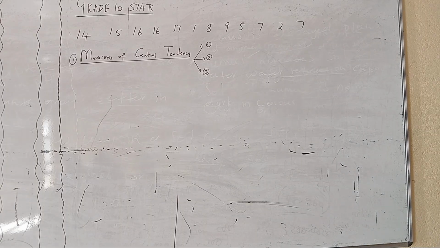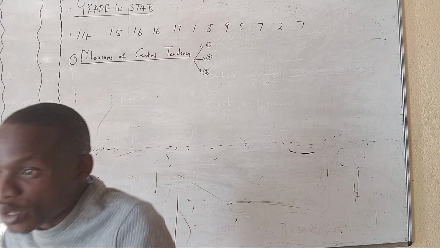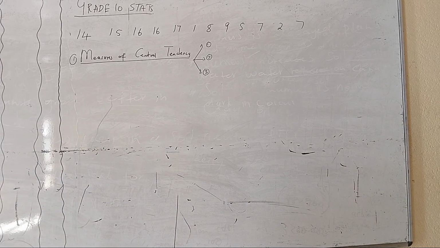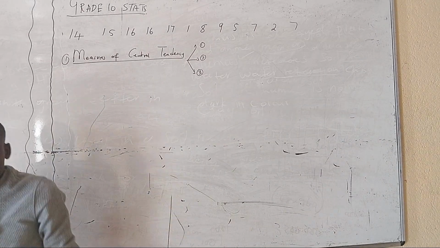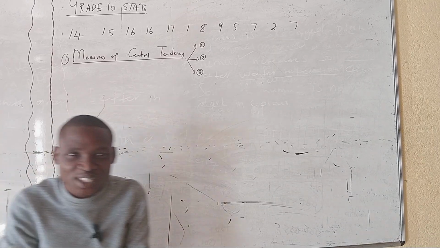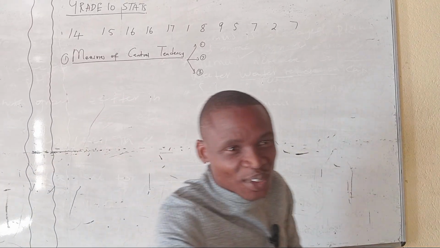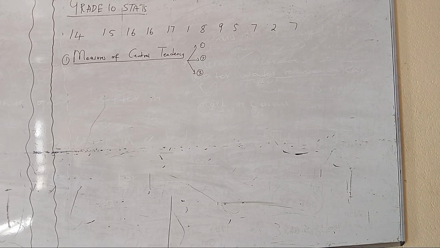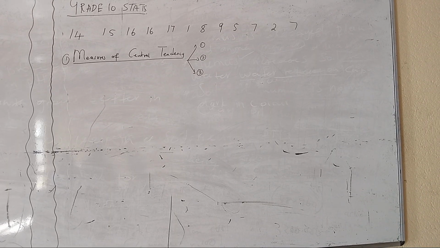Measures of central tendency. Let's hear. Anyone? Just give one. There are three. You said you have started with statistics. Now I'm checking. Give me one. Only one.